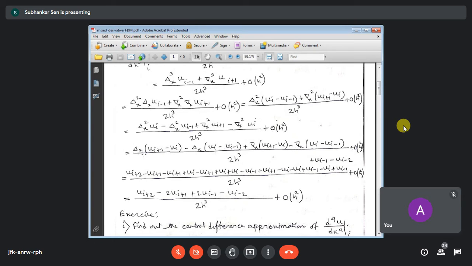So if you consider del x ui plus 1, this is ui plus 2 minus ui minus 1, forward difference formula, and del x ui plus 1 minus ui, but we have a minus sign here. So this is minus ui plus 1 and minus minus plus. Okay. So these first two terms, they are giving you four terms. Here also you have two terms. So you will get four more terms here, first two and second two.